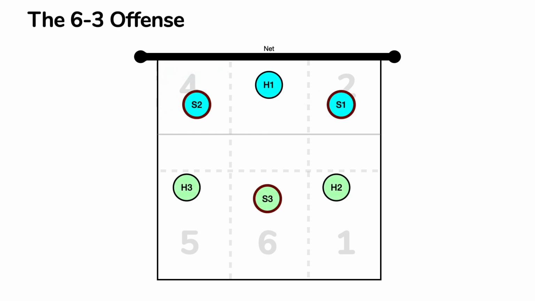So what does a 6-3 look like? Well, we have 3 setter hitters, we're going to call them, and 3 hitters on the court who just, their only job is to hit. They don't ever have to worry about setting, those ones with the H1, H2, and H3. The players who have to concern themselves with setting at some point, not all the time, but at some point during the rotation, are S1, S3, and S2.